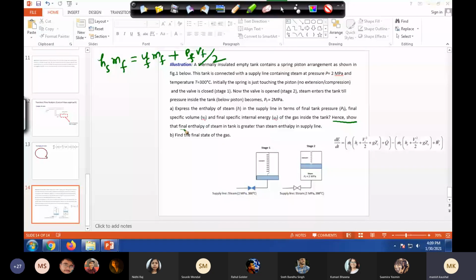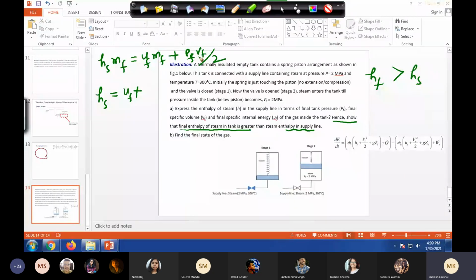So let's see. Hence, the enthalpy of steam supplied, HS, we have to show is greater than the enthalpy in the tank, HF. Let's see. So we can write HS MF, and if I take MF that side, what we will get? We will get UF plus.